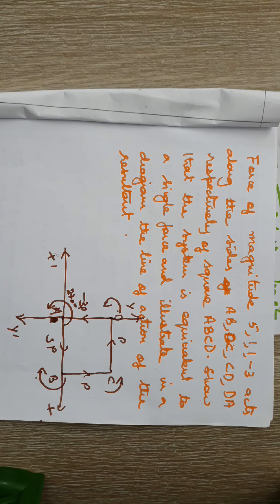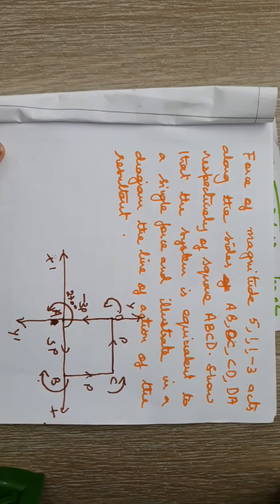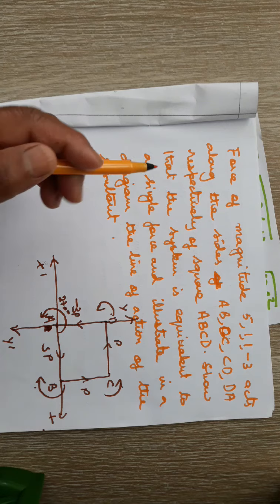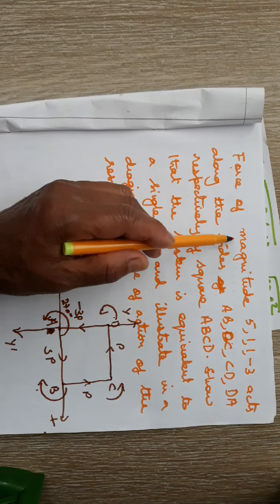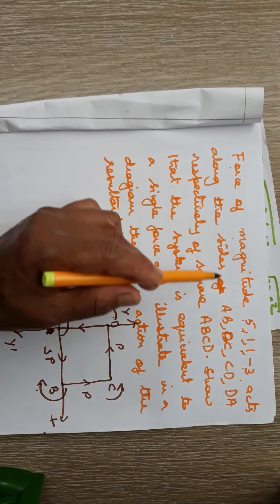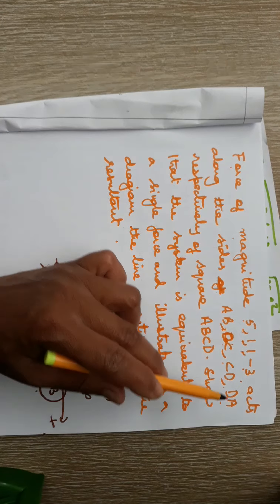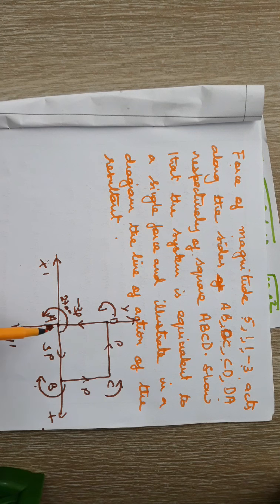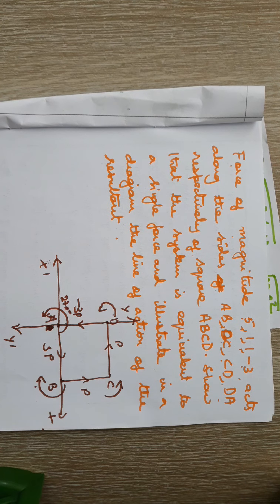Today I'm going to discuss with you one problem related to the reduction of coplanar forces. So here, what is the question? It states like this: forces of magnitude 5, 1, 1, minus 3 act along the sides AB, BC, CD, DA respectively of a square. So you have ABCD as a square.